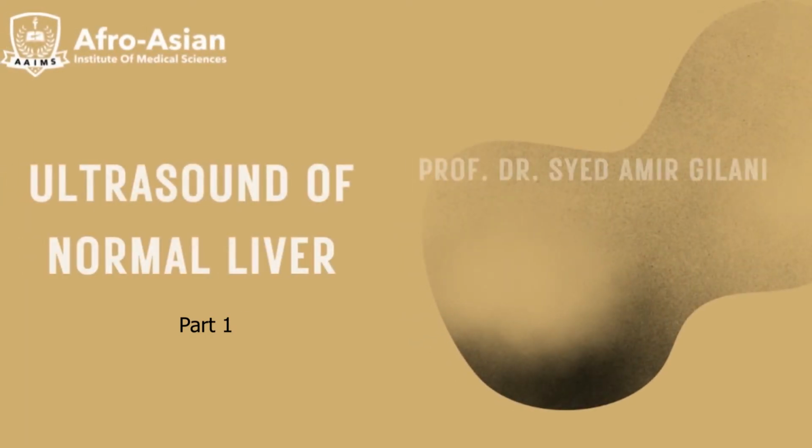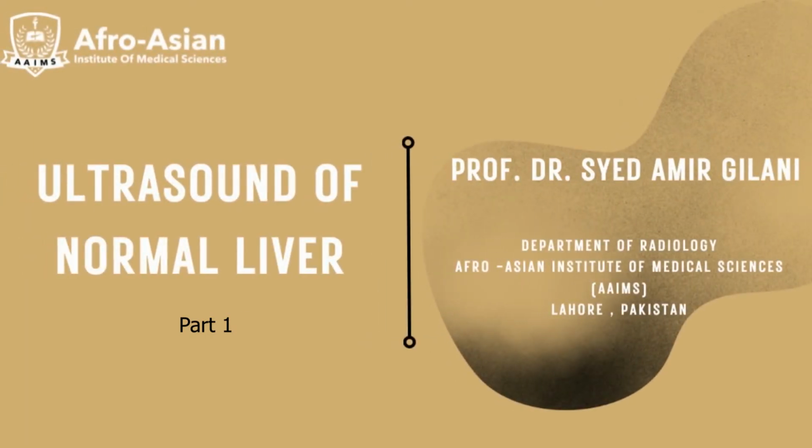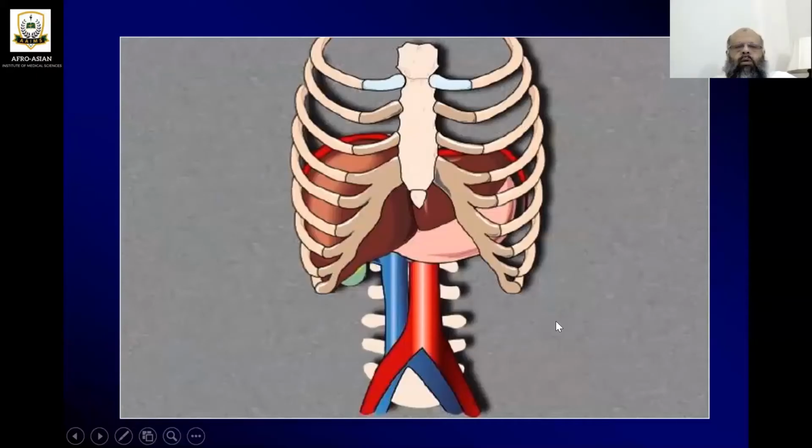Bismillahirrahmanirrahim. Topic is sonography of the normal liver. If you look at the location of the liver, it is almost 60 to 70% covered with the rib cage. It is below the diaphragm, and here are the vessels, the ribs.